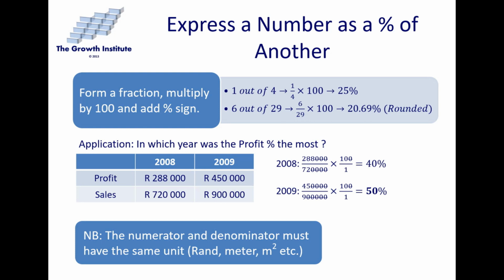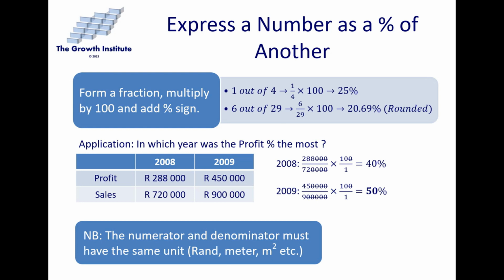Next thing we can do is express one number as a percentage of another. So how do we do that? Well, we form a fraction, we multiply by 100, and we add a percentage sign. So 1 out of 4 is just a quarter. We turn it into a fraction, a quarter.